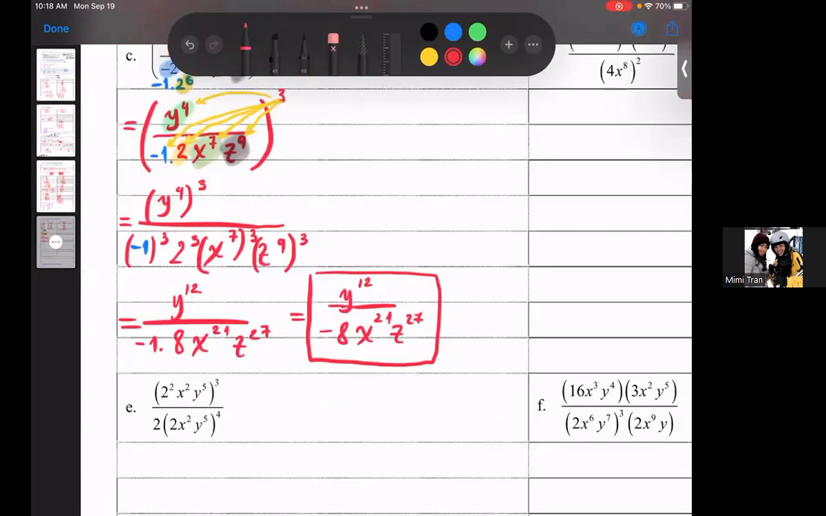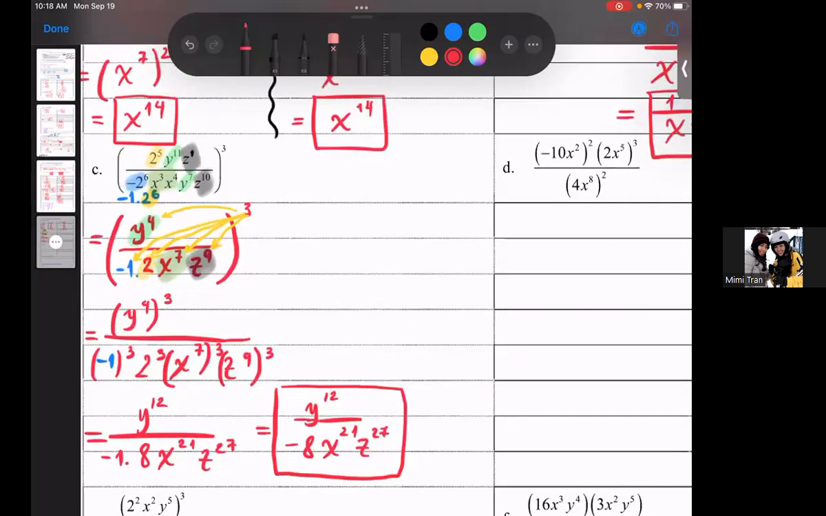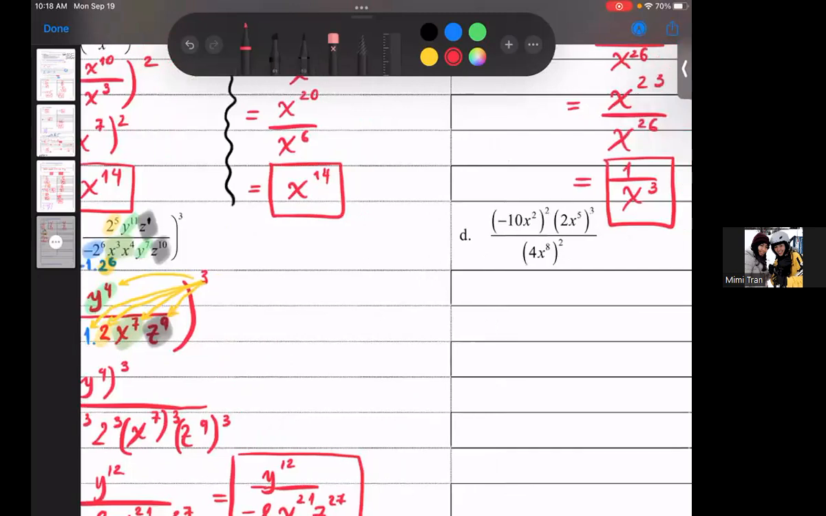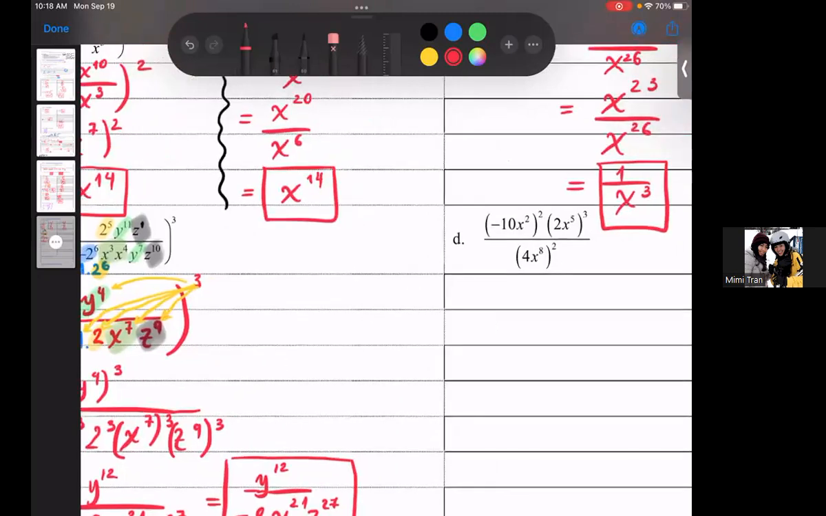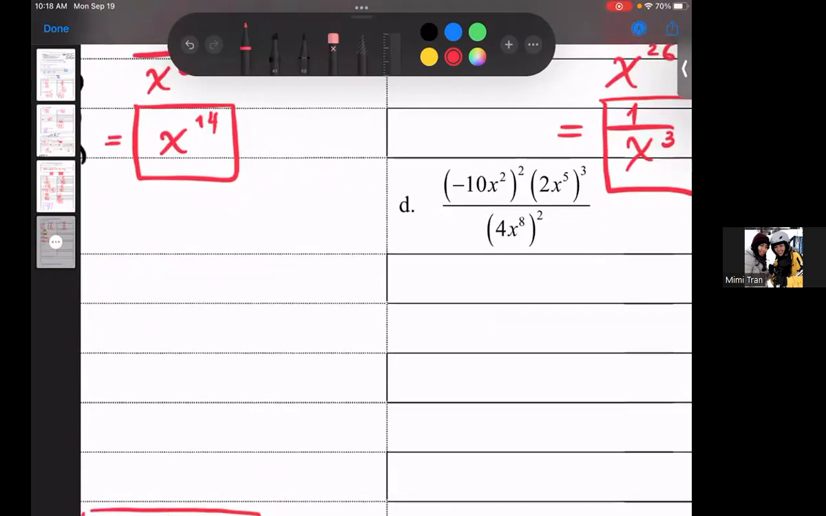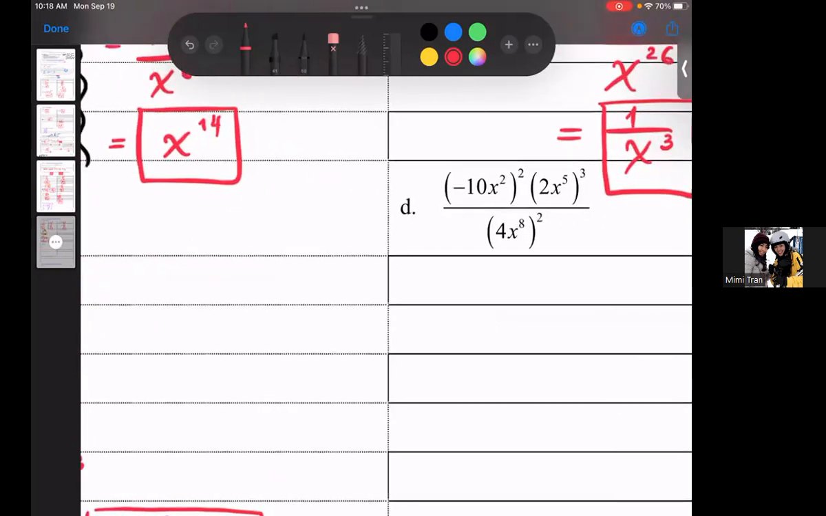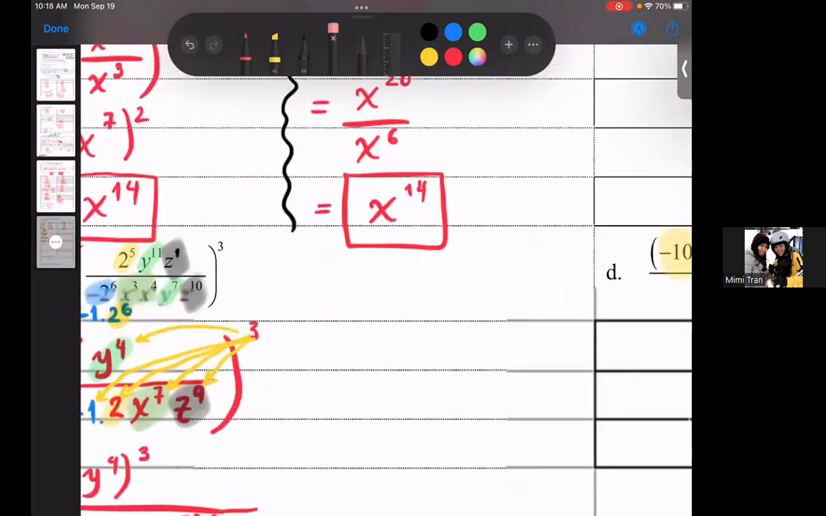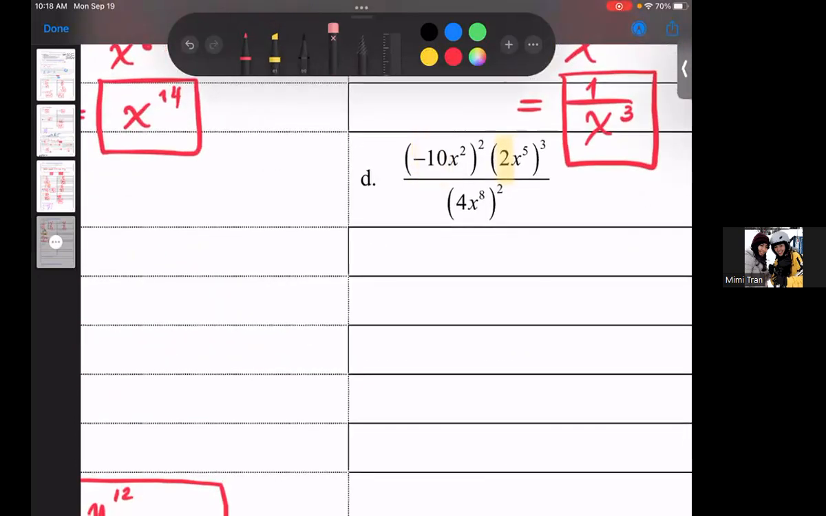Can you do D? Let me make a remark about D. I see people do this. They take the negative 10 and then they times the 2. Don't do that. Why? Because the negative 10 is being squared. So you're gonna square it first, right? And then the 2 has to be cubed first in order to multiply them together because they carry different powers.